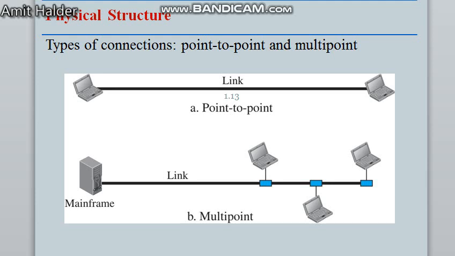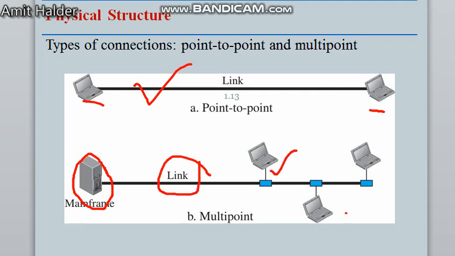In previous lectures, we have come to know the network is known as the interconnection between the devices, the connecting devices. So there is a physical structure. First of all, the common types of connection are point to point and point to multi-point. As you can see, point to point connection means there is a single link between two devices. But if there is a mainframe computer or a server with a single link and multiple users are going to add on to this link, that is known as multi-point.